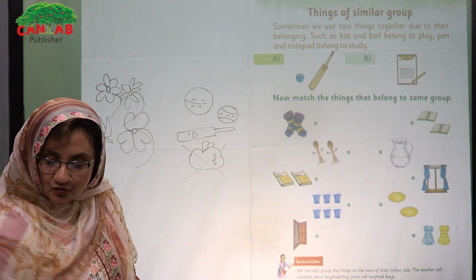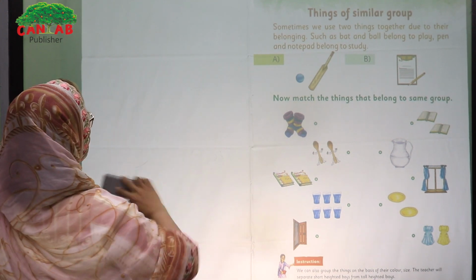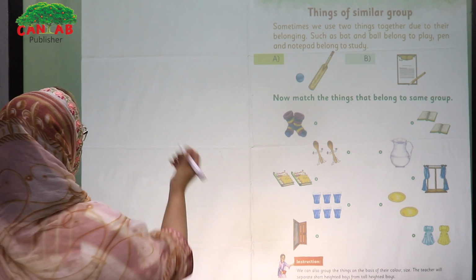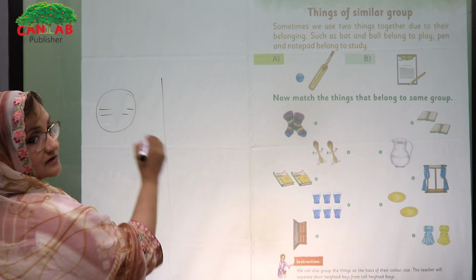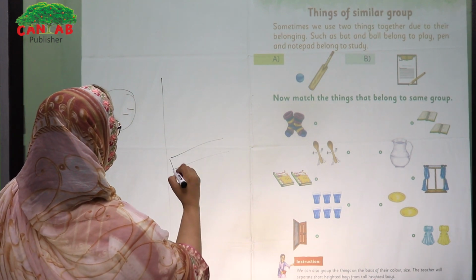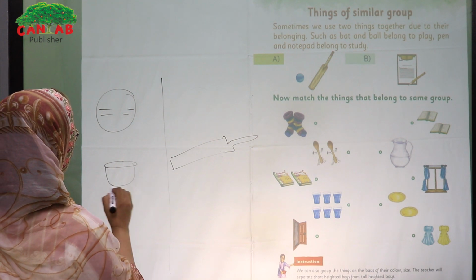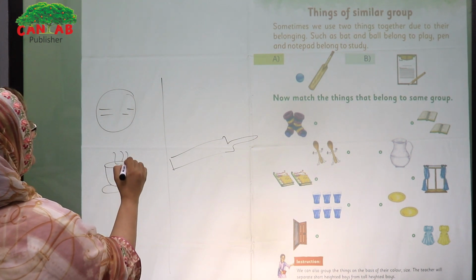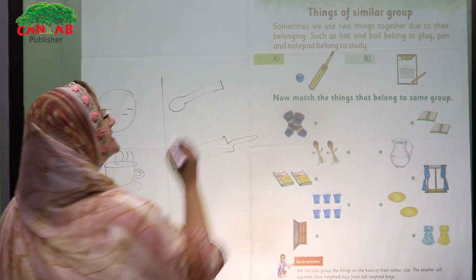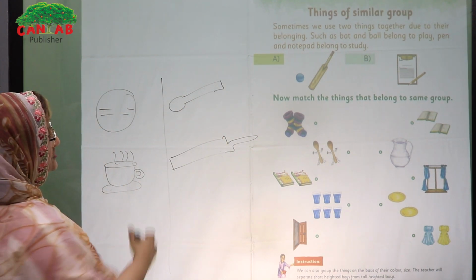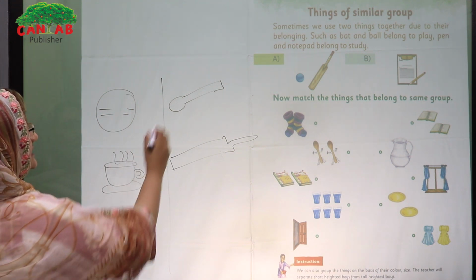Similarly, I can draw two columns here like this. I can draw a ball here, and then I can draw a bat here. I can draw a cup here, and I can draw a spoon here. And I can ask them to come and join the things that belong to the same group like this.